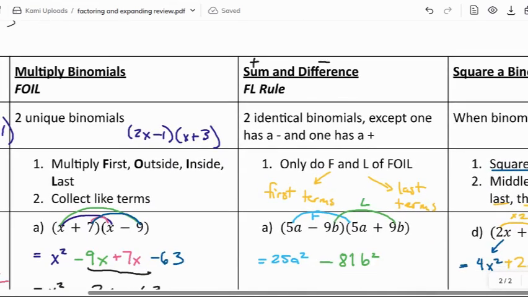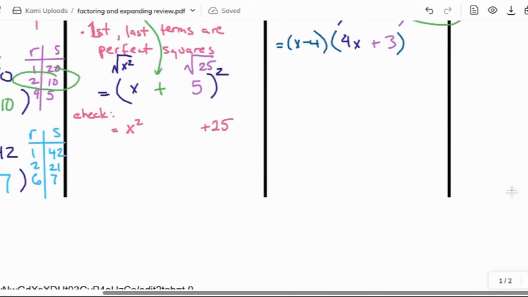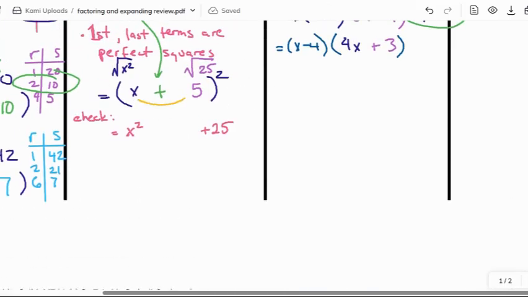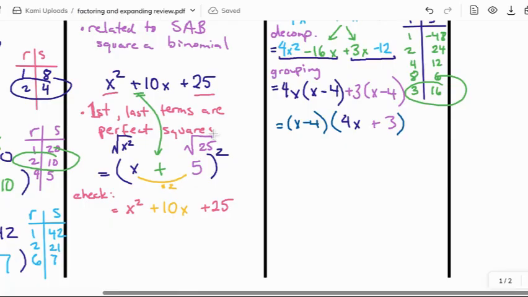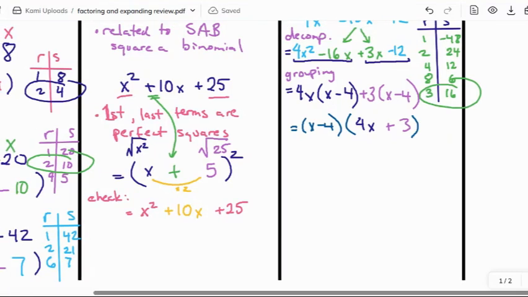I'm looking at square a binomial. Middle term, multiply first and last, then double. Oh yeah, multiply first and last and double. X times 5 doubled is plus 10x. Does it work? Yeah, it's a PST. So you don't have to check it, but that's how you check if it truly is a perfect square trinomial.